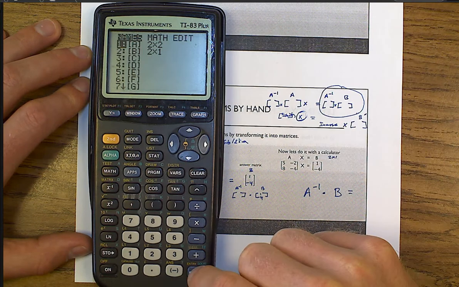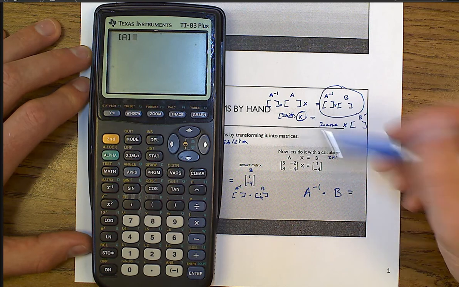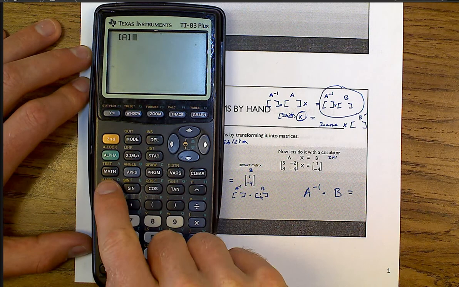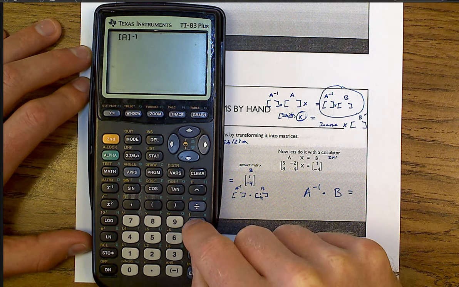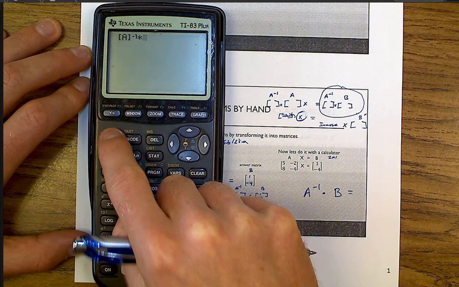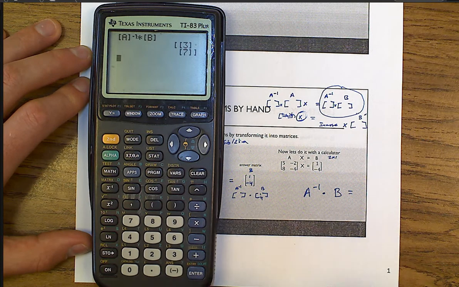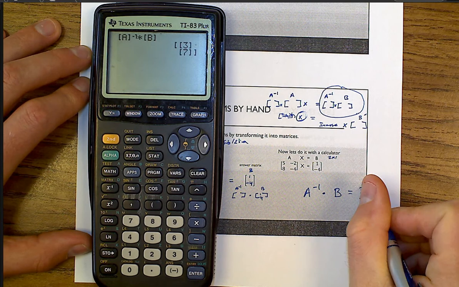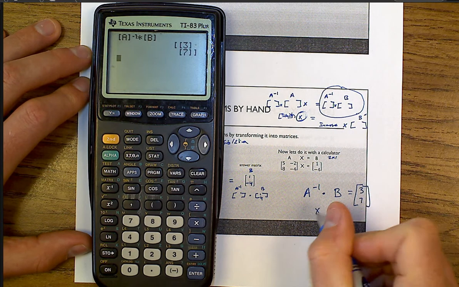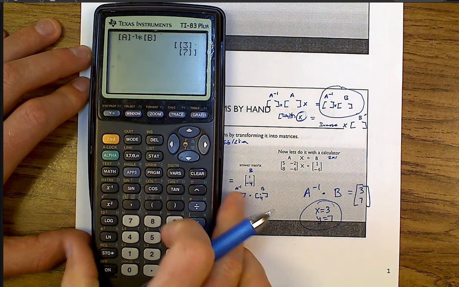When you hit enter, matrix A pops up. That was our 2 by 2. Your inverse button is right here. Okay? And all we're going to do is times that now by matrix B. So hit second matrix, scroll down to B, hit equals again, and our answer is 3, 7. Now, when I want your answers, I just want x equals 3 and y equals 7, and there's your answer right there.